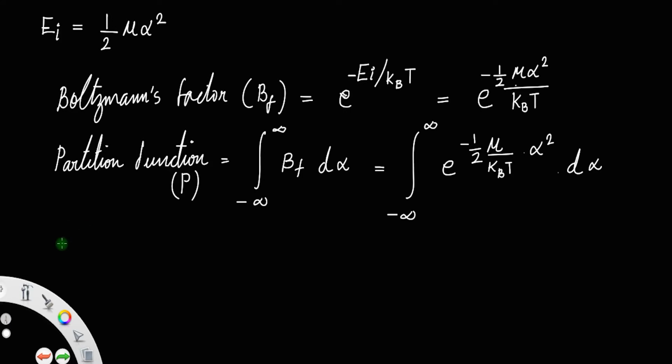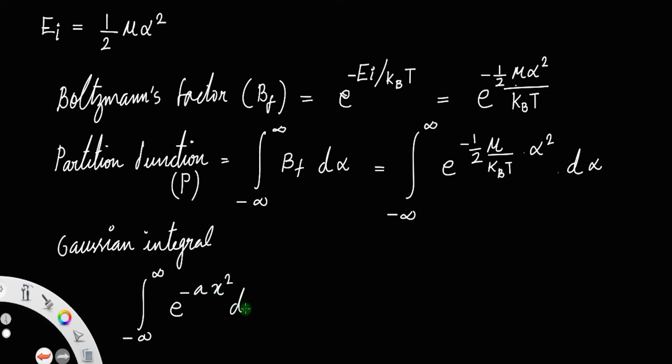Now, according to the Gaussian integral, we have the integral from minus infinity to infinity of e raised to minus a x square dx. The value of this one is equal to root of pi by a. We have a derivation for this, but in this case, in order to find the law of equipartition of energy, we don't have to go deep. So you just understand that this is a Gaussian integral and its value is root of pi by a.